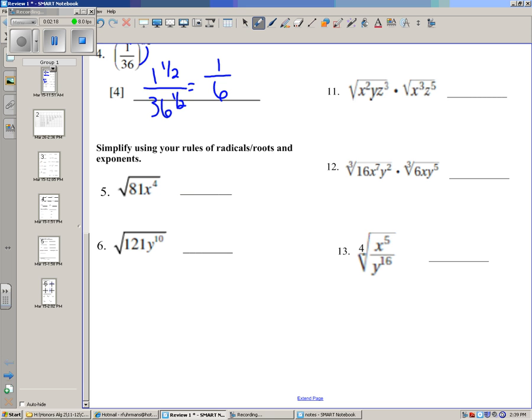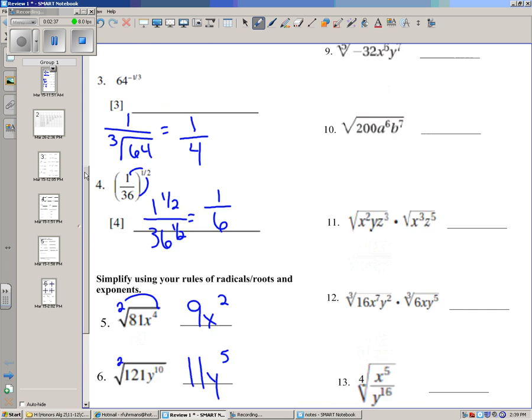So number 5, both of these have a perfect square root. 81 turns into 9. And remember, for the exponents, we divide, and 2 goes into 4 2 times. So there's number 5. Same thing with number 6. Square root of 121 is 11. And 2 divides into 10 5 times. No remainder, so perfect square roots. All right, let's move up to the top.